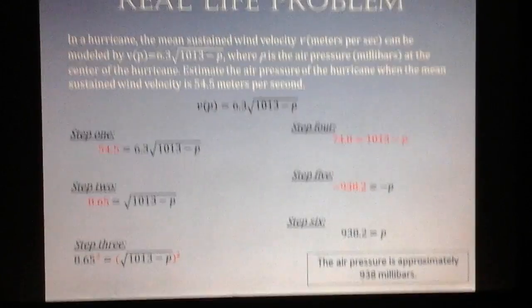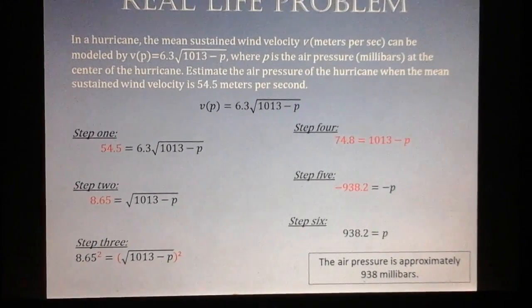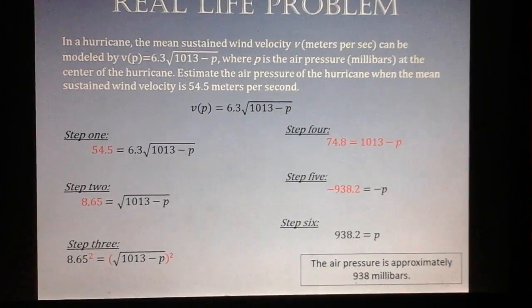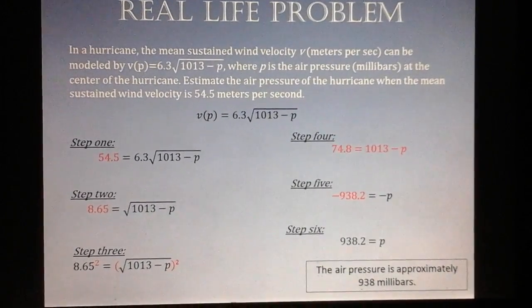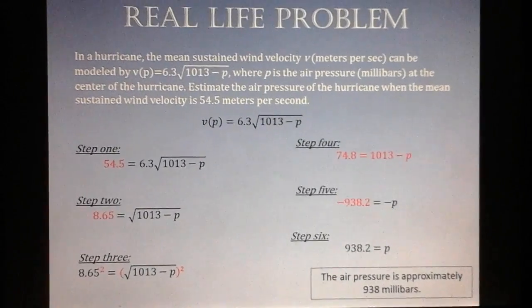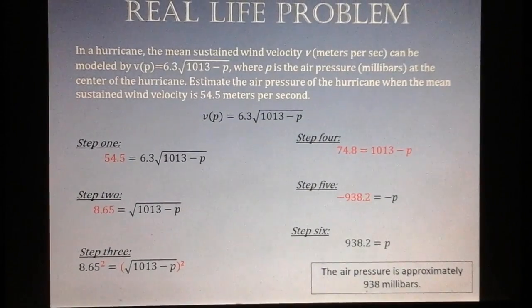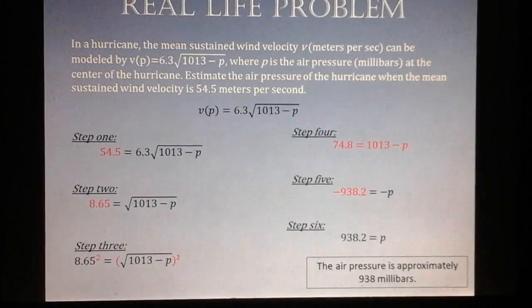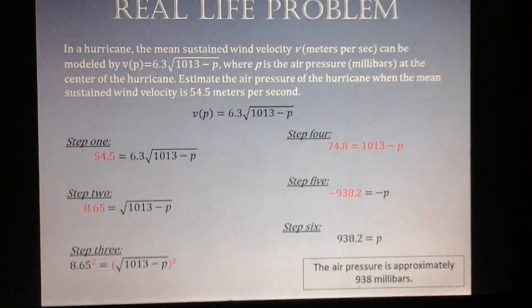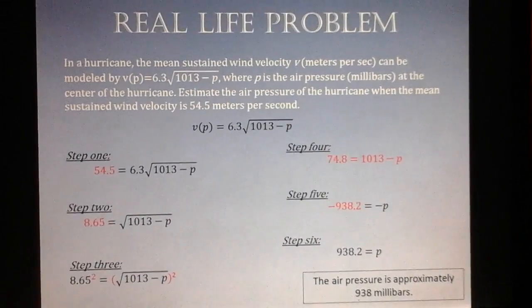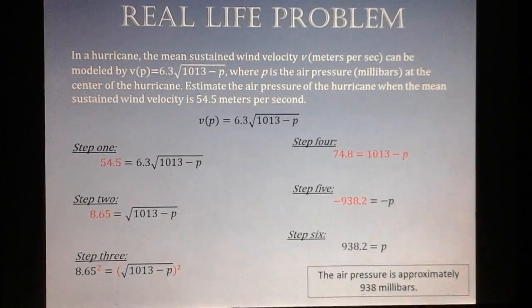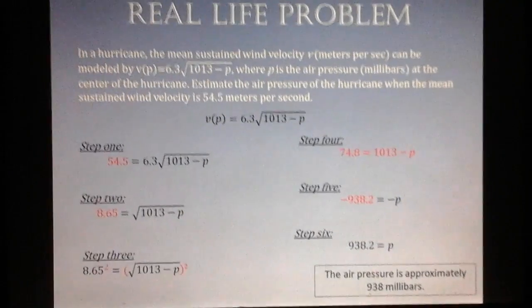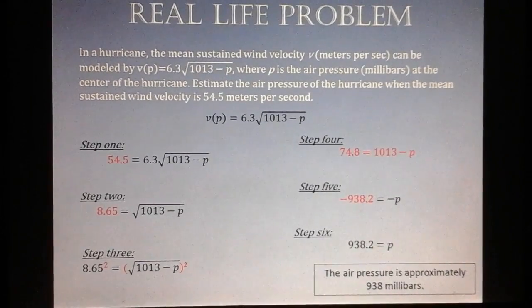Then, to isolate the variable, you subtract 1013 from both sides to get negative 938.2 equals negative P. But you can't have a negative variable, so you have to divide by negative 1 on both sides. And so then you would get P equals 938.2. So the air pressure is approximately 938 millibars because you would round.